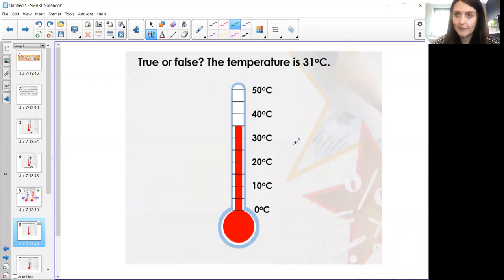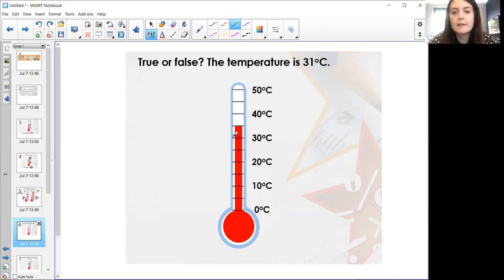Right, the next one, it's a true or false question. So our answer is just going to be true or false, but we're going to try and work it out like we've done with all the other ones so far. Some of these questions are quite tricky this week, so you need to read them really carefully so you know what it's asking you. So we've got true or false, the temperature is 31 degrees Celsius.